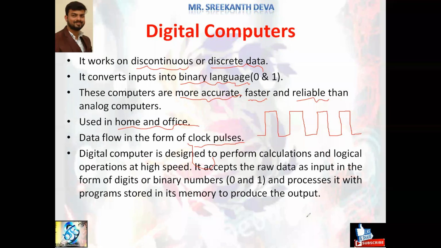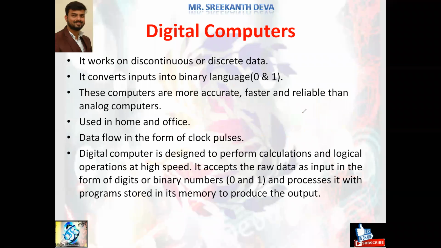In a single definition, a digital computer is designed to perform calculations and logical operations at a high speed. It accepts raw data as input in the form of digits or binary numbers, zeros and ones, and processes it with a program stored in its memory to produce meaningful information as output. Here the digital computers are represented by clock pulses. So everyone is clear, right?